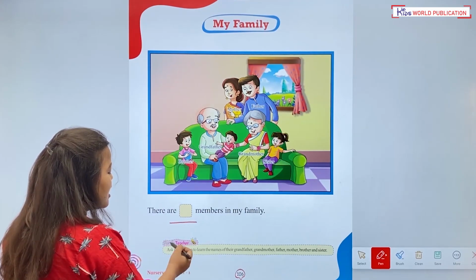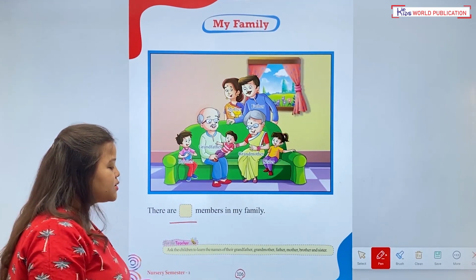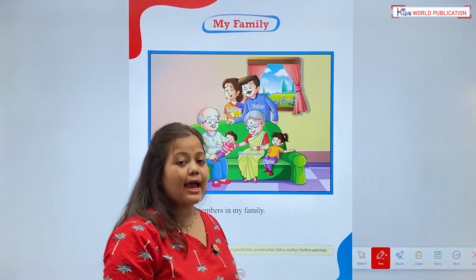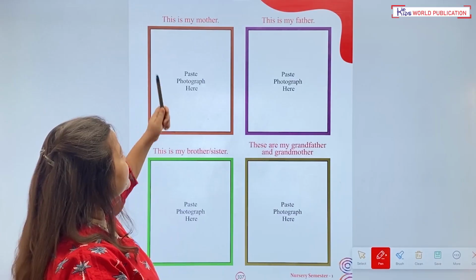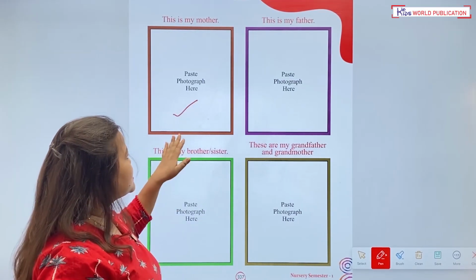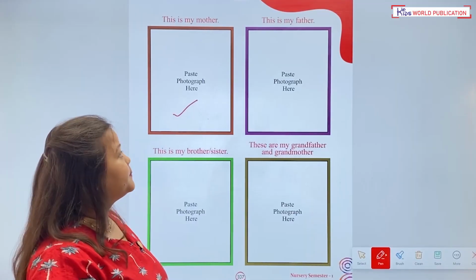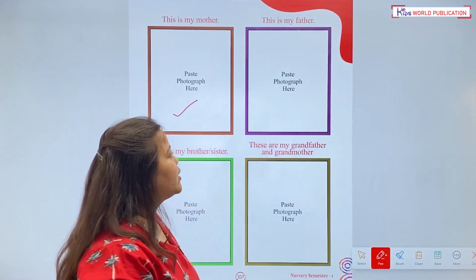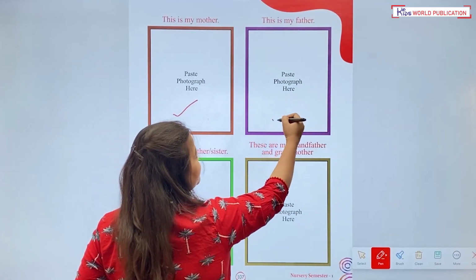For the teacher, ask the children to learn the names of their grandfather, grandmother, father, mother, brother and sister. This is my mother. Paste photograph here. So, in this given space, you will paste your mother picture here. This is my father. Paste photograph here. So, in this space, you will paste your father photograph here.